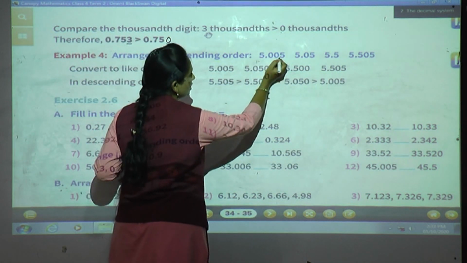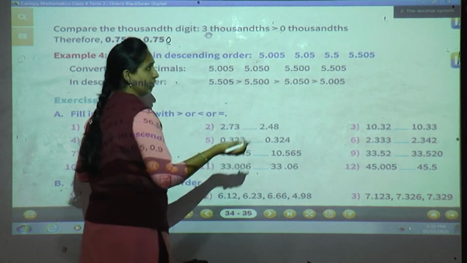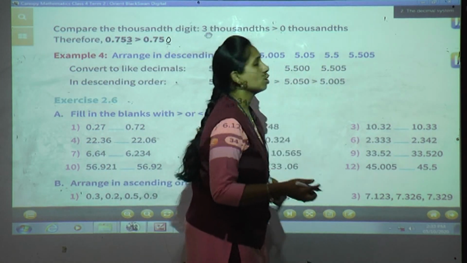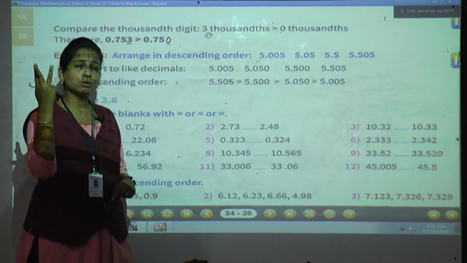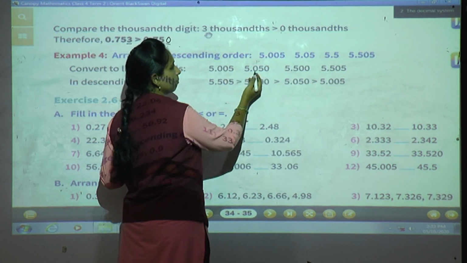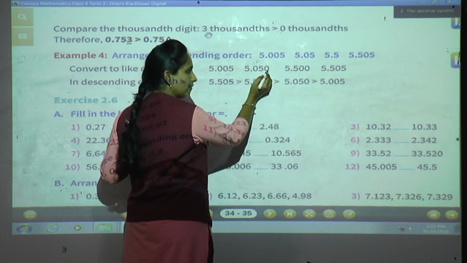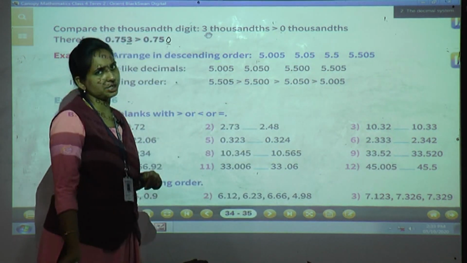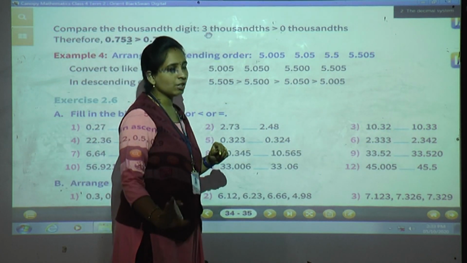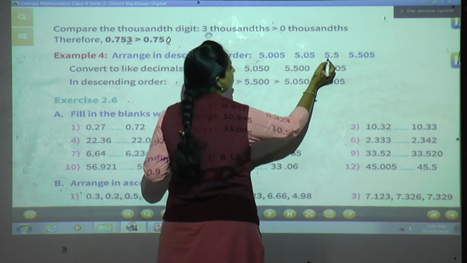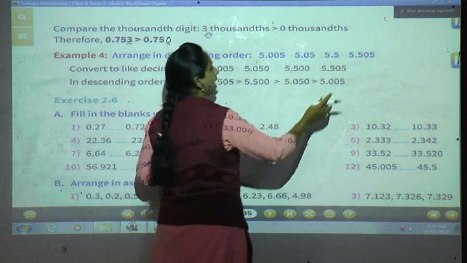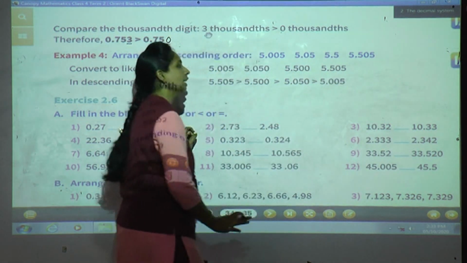Now you see 5.005, 5.05, 5.5, 5.500. Here the decimal places are 3, 2, 1, 3. So we have to convert all the numbers into 3 places after the decimal point. So the first number write as it is, the second number 5.05, then add one more 0. We can add any number of zeros after the decimal point, so the value will not change. For 5.5, one digit is there, so we can add 2 zeros, and here already 3 digits are there, so we will write as it is.